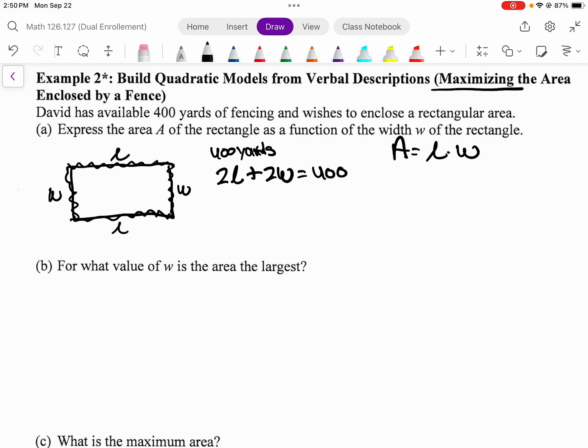All right, so we could use this in order to make the model. Now, remember, or not remember, but read, that it wants the area in terms of W. So we've got to turn everything in terms of W, which means in my area formula, I need to get rid of that L. Well, how do I do that? I'm going to use my perimeter formula. So I'm going to subtract that 2W to the other side. So I have 2L equals 400 minus 2W. Then I'm going to divide everything by 2. So length is equal to 200 minus W.